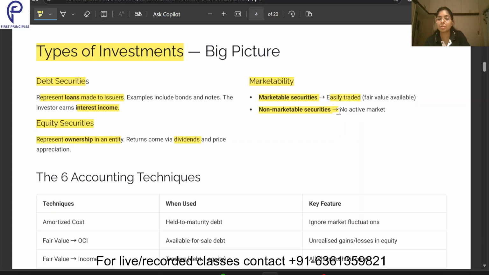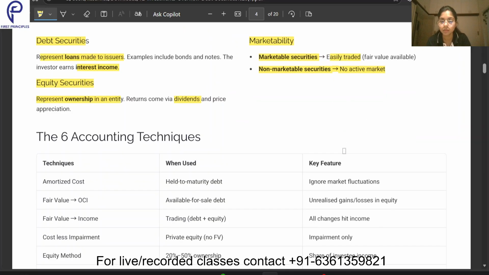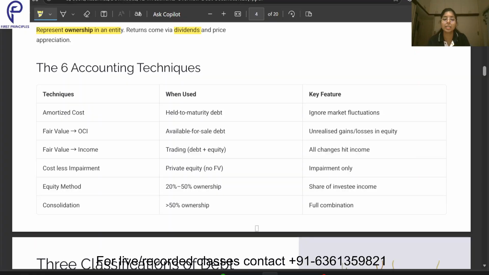If they are non-marketable, that means there is no active market for the same. Coming to the accounting techniques, this column denotes what kind of security or investment it is, and how we should account for it. That is mentioned in this particular table. Held to maturity, available for sale, and trading, we are going to study in the subsequent slides.